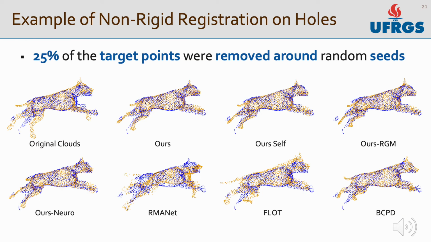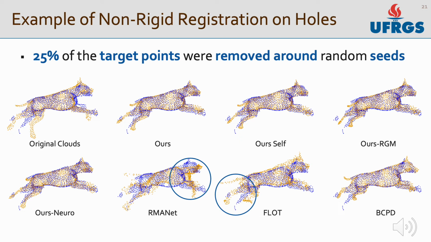These are results with the previously described setup on clouds with holes. In this scenario, we remove 25% of the points in the target cloud, creating random holes around seeds. In these examples, we highlight how ours and ours Nero have the best results. However, they have minor problems, like correctly aligning the back legs.